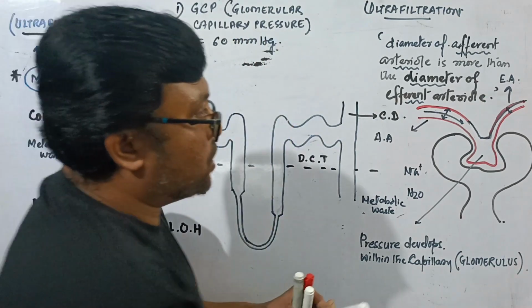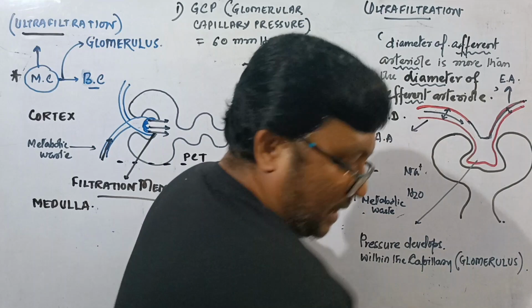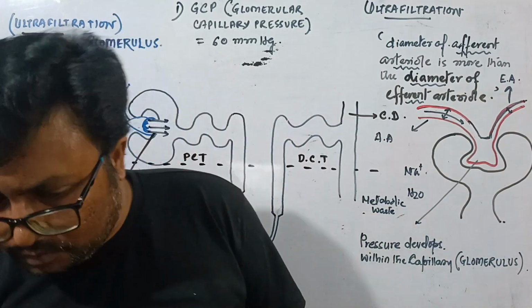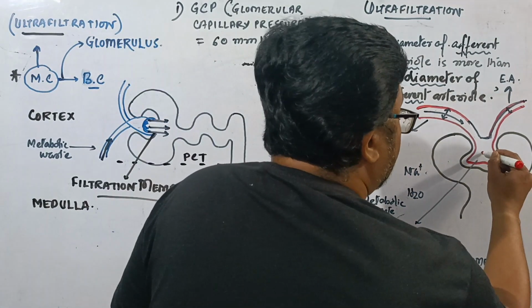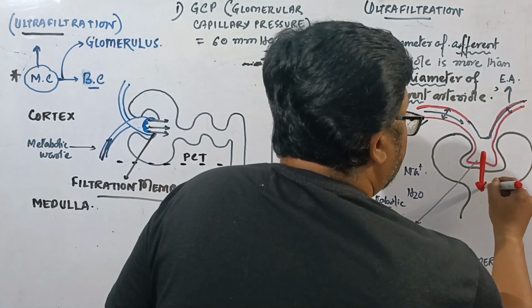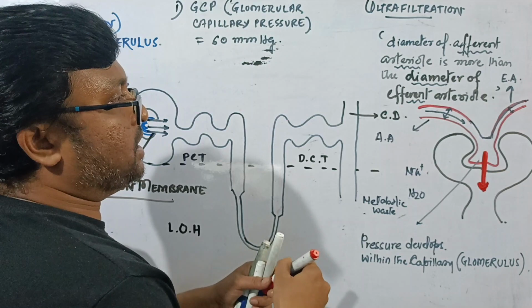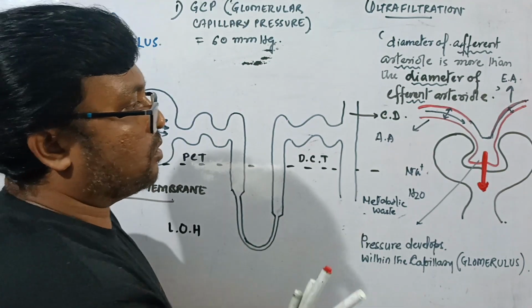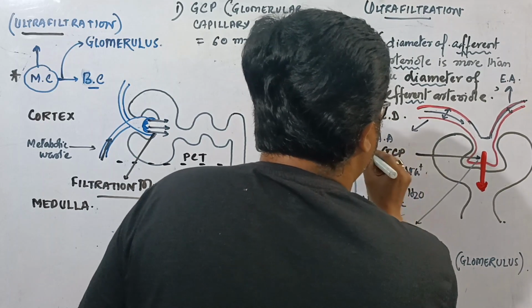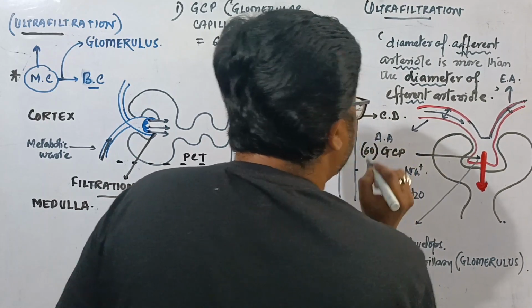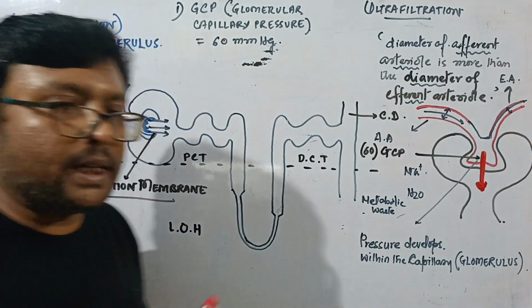And this pressure generally acts on this side. This is GCP. আমি এখানে আলাদা করে লেবেল করছি. This pressure is known as GCP, which is around 60 mmHg. বোঝা যাচ্ছে?